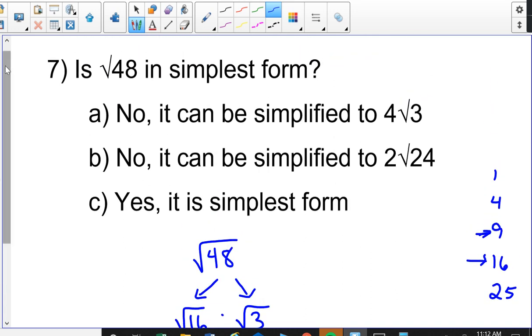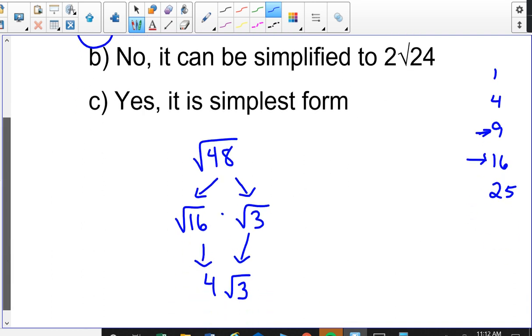So which answer should I choose? I'm going to choose choice A. No, it can be simplified to 4 root 3. Why is that the correct answer? Because it said, is square root of 48 in simplest form? Is it in simplest form? No, it's not. I still could simplify it. So I'm choosing choice A. No, it can be simplified to 4 root 3, which is what I got down here.